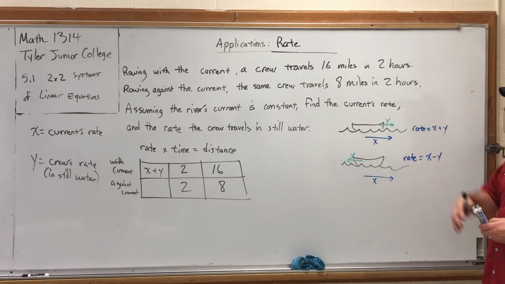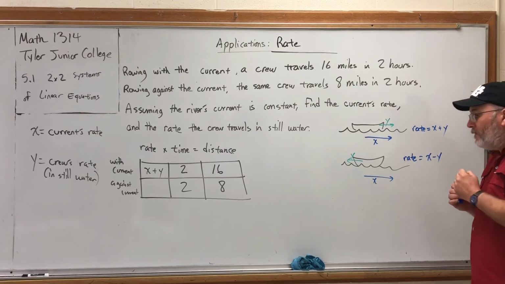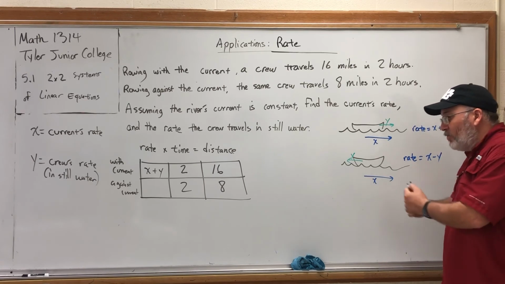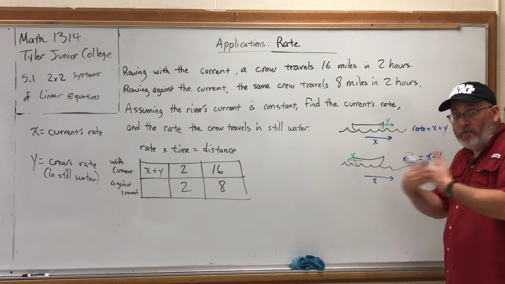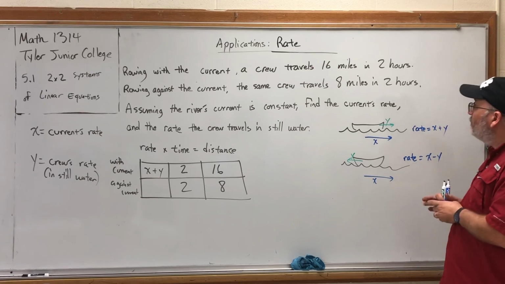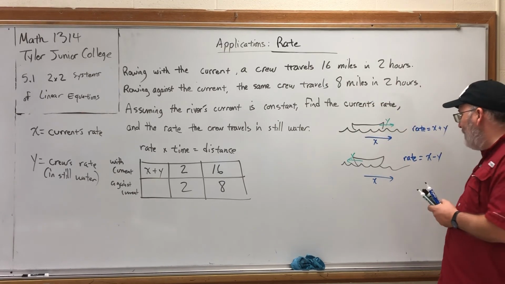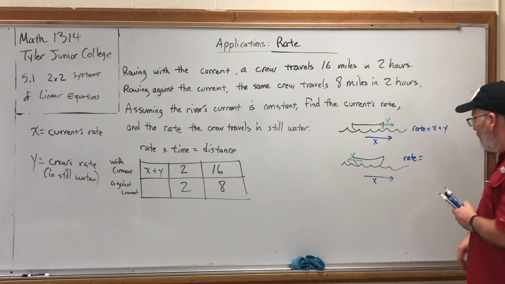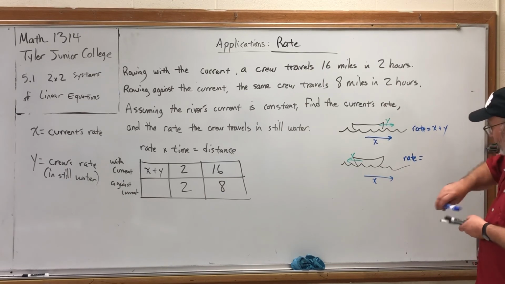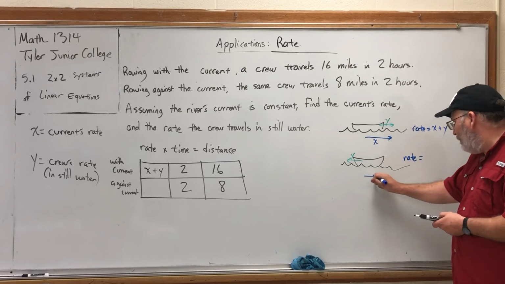Because think about going against the current. If we were paddling slower than the river is going, we wouldn't be going forwards, we would be going backwards. We did go forwards, we went forwards 8 miles. So really, the blue arrow should be shorter.